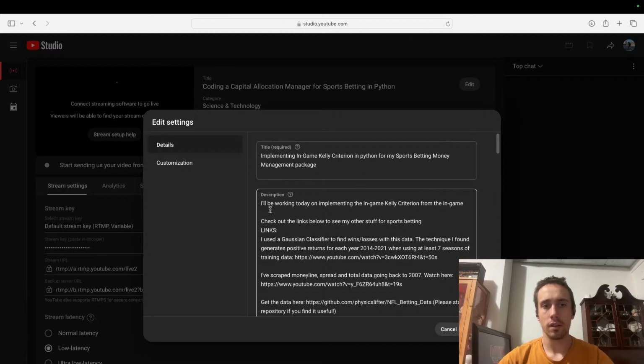Functions and classes for handling in-game Kelly Criterion optimization, because we have to optimize. All right, so we want to make this function g of f of t.